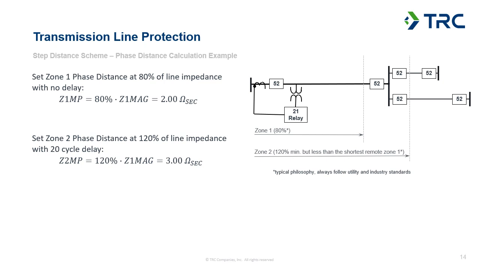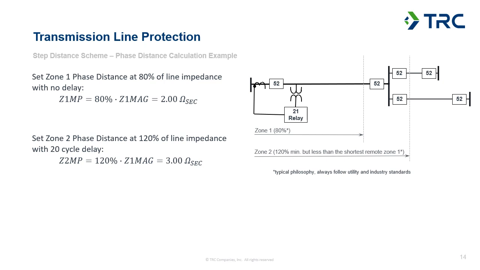We can take a similar approach for the zone 2. So the philosophy we talked about was to set it with some margin to overreach the remote end of the line. And that's to ensure that we're providing coverage for that last 20% of the line that isn't protected by zone 1. And we want to make sure we've got enough margin so that we know that last portion of the line is going to be covered.